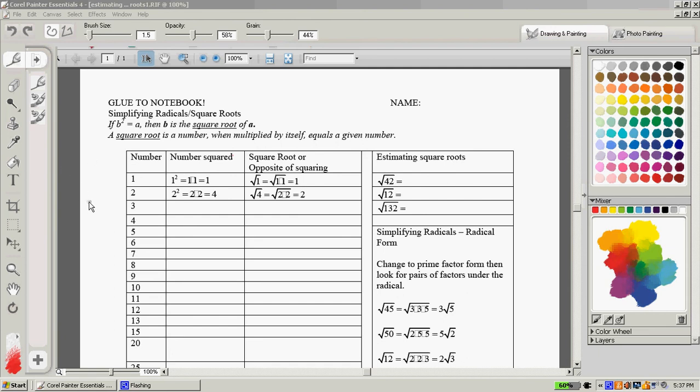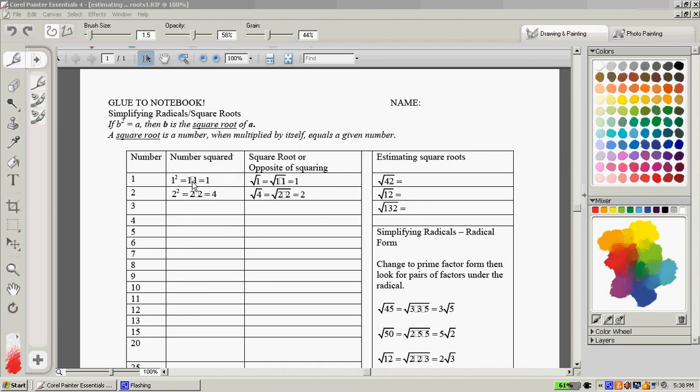Now first, we're going to talk about what exactly a square root means. Basically, a square root is a number that, when multiplied by itself, equals a given number. So first we're going to take these numbers on the side right here and square them to see what we get. That way, when we see these numbers and have to take the square root, we can recognize what the roots of those numbers are.